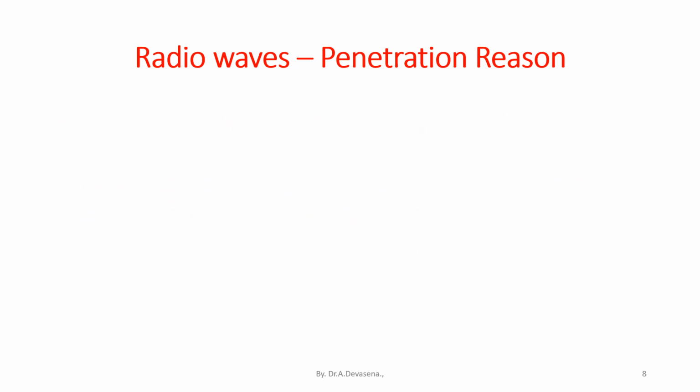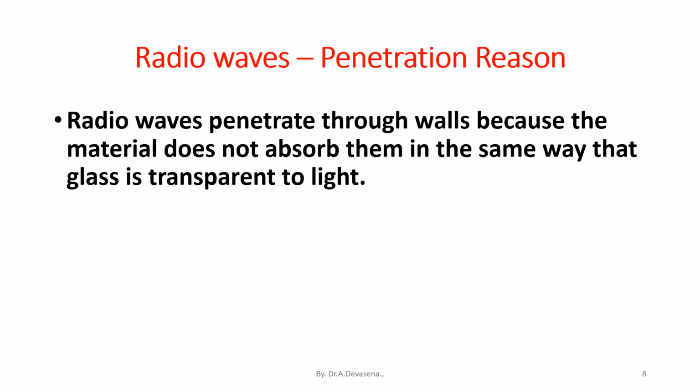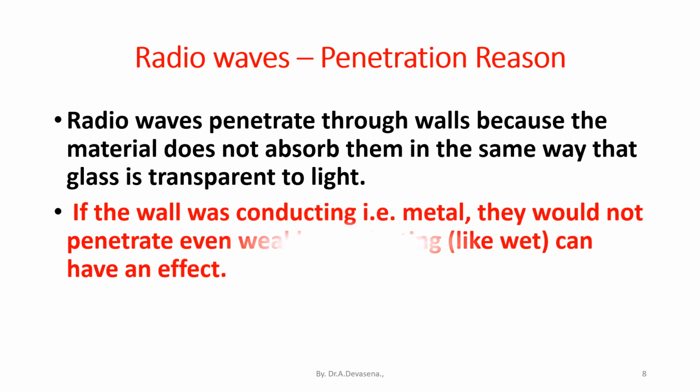Radio waves penetration reason. Radio waves penetrate through walls because the material does not absorb them, in the same way that glass is transparent to light. If the wall was conducting, that is metal, they would not penetrate. Even weakly conducting material can have an effect.